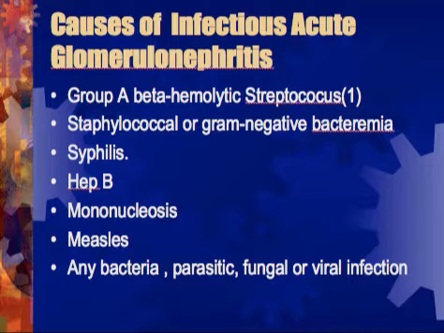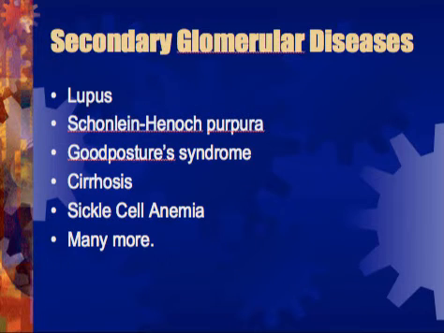Other things that can cause it: staphylococcal or gram-negative bacteremia, syphilis, hepatitis B, mononucleosis, measles, any really bacterial, parasitic, fungal, or viral infection can lodge in that GBM. Secondary glomerular diseases: lupus, Henoch-Schönlein purpura, Goodpasture syndrome, which we're going to talk about in a little bit, cirrhosis, sickle cell anemia, and there are many more.